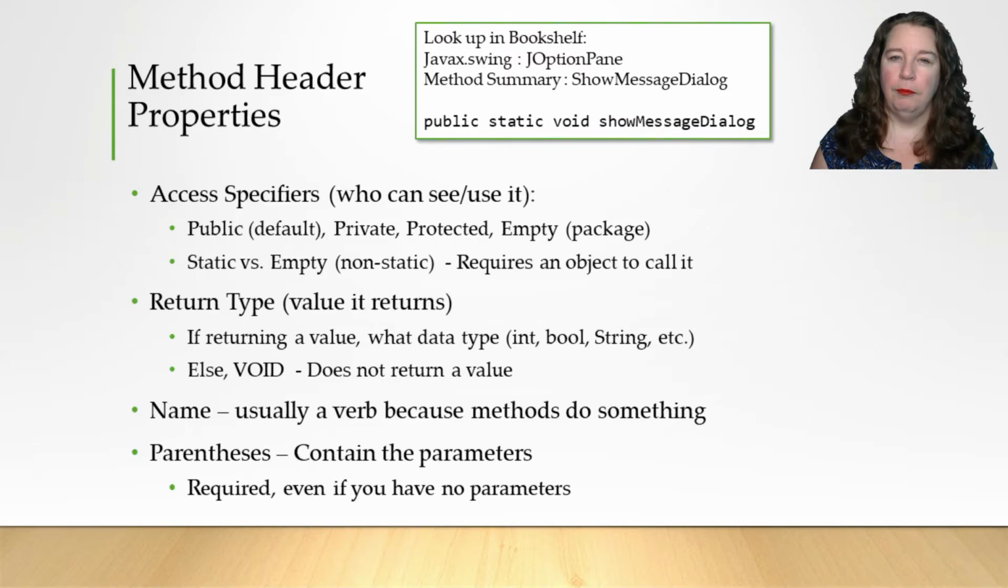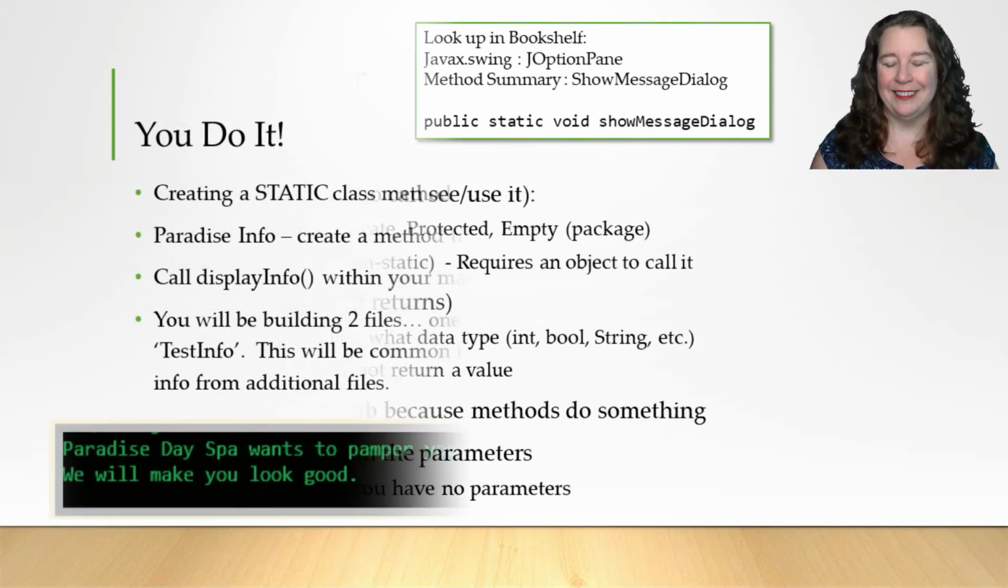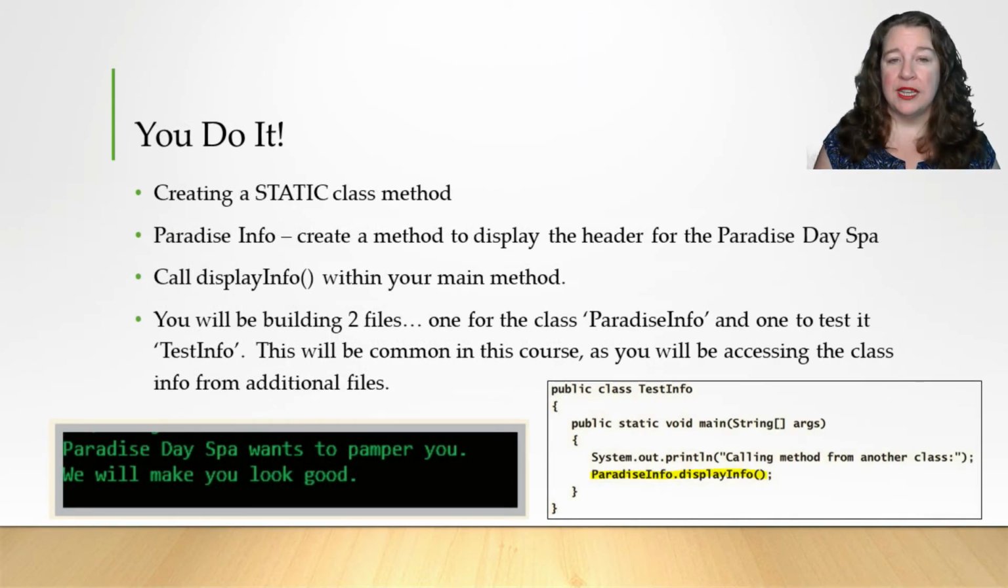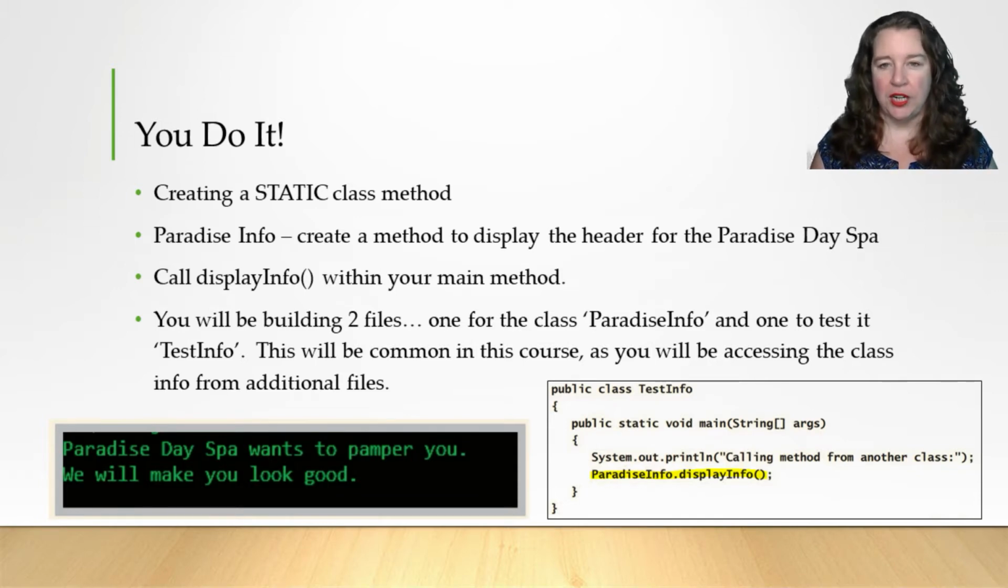We're going to be working on some code in just a second. So you are going to stop for just a second and you are going to go write your static class method. So just a basic method called display info, and you're going to attach it to a class called Paradise Info. We're going to be using Paradise Info through this entire chapter. So you want to go ahead and start now. Then you will be building a second file. This is your test info file. This is the procedural file that has a main.